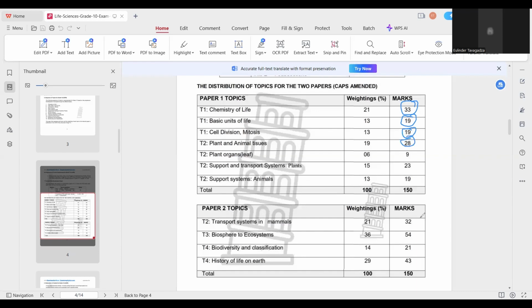Then we move on to plant organs, leaves. This carries a 6% weighting, and it only has 9 marks. You are still learning this in term 2. Then in term 2, you also learn support and transport systems in plants. That is out of 23 marks.